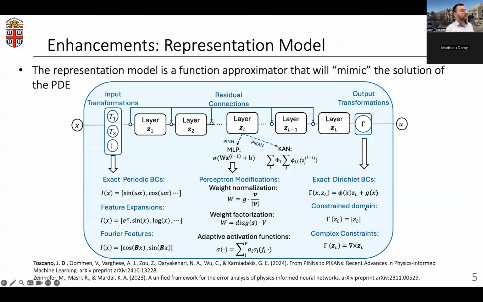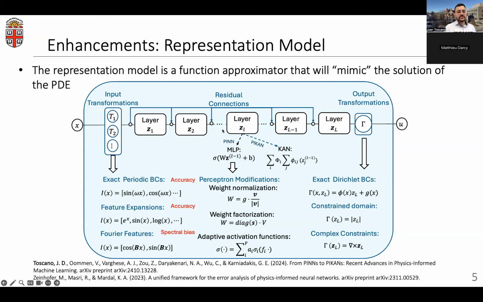So for instance, the first block, which will be the representation model. This is how it generally looks: you will have some input and you will have some output. And we can do some type of input transformations. For example, for the input transformation, we can try to introduce exact periodic boundary conditions, which will improve the accuracy. We could do feature expansions, which will also deal with the accuracy. We could do Fourier features, which is going to help us deal with the spectral bias.